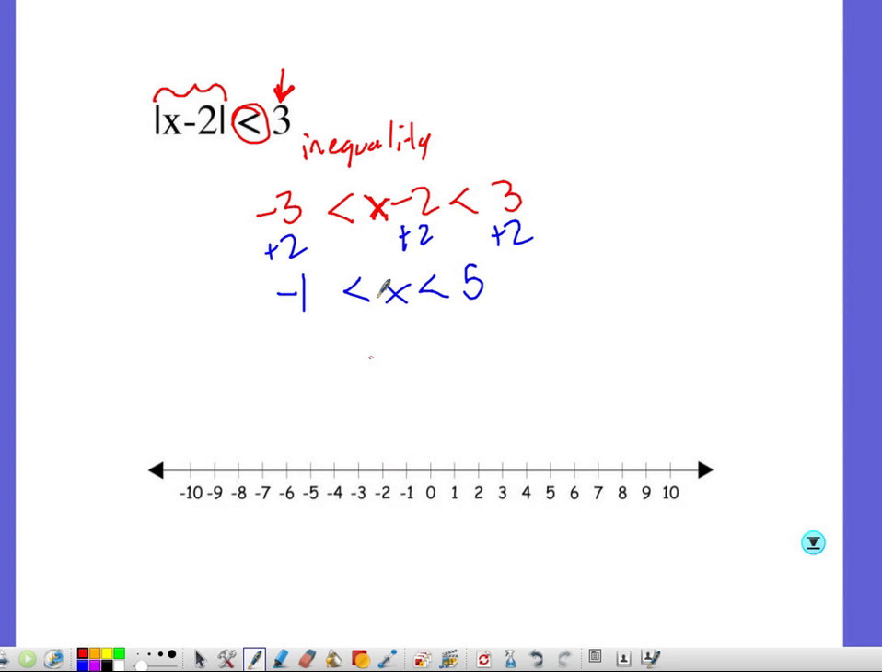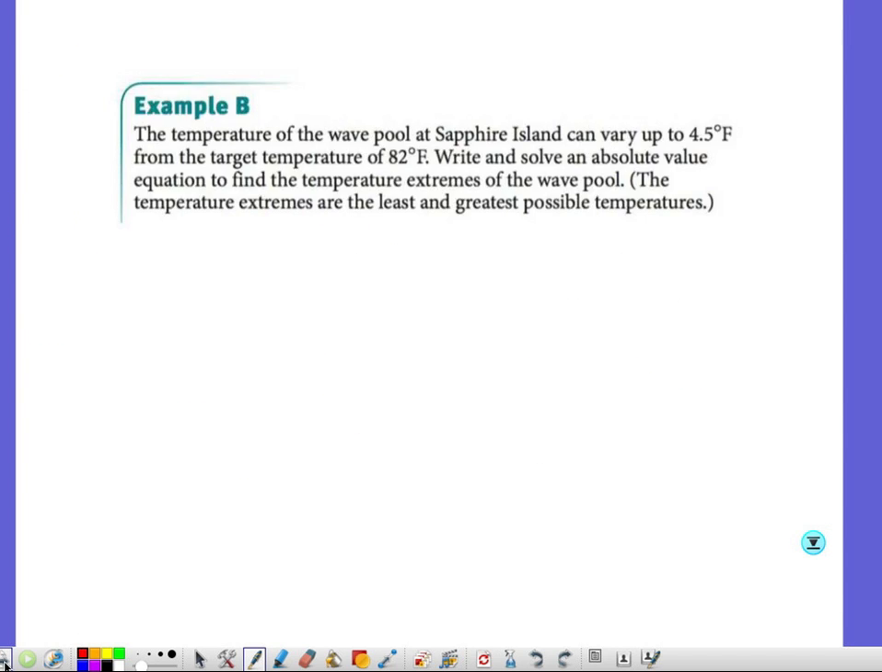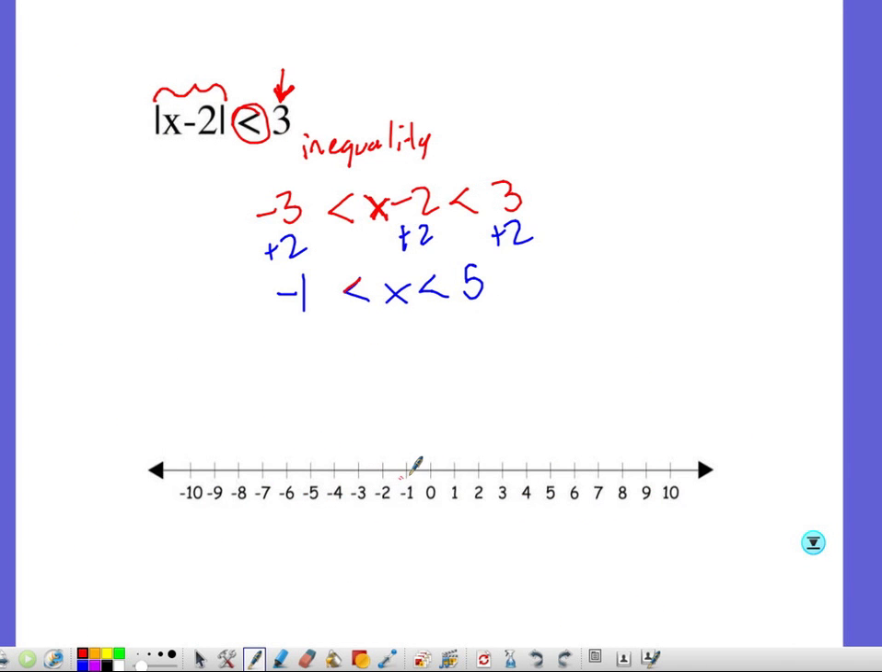Now remember, going all the way back to my box, if we have less than, we're going to use open circle. So less than, open circle here, and then 5, open circle there.